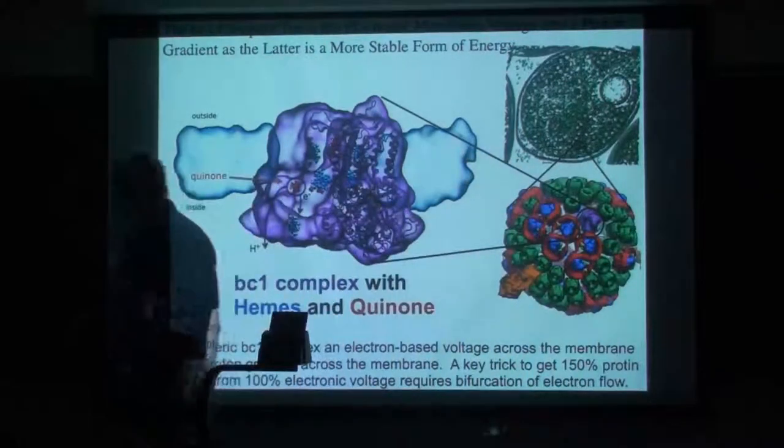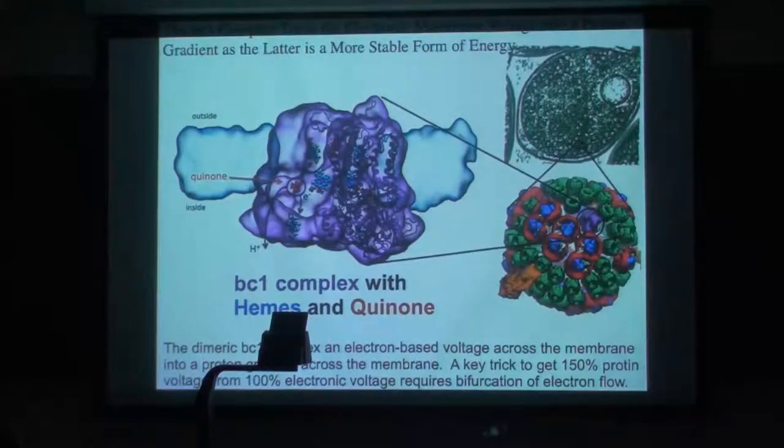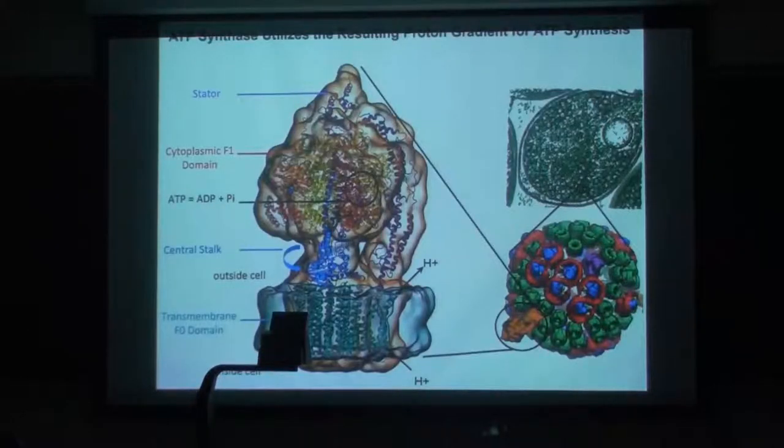Getting 150% out of the voltage of an electron gradient is really a wonderful invention that increases the energy of photosynthesis in one step by 50%. Okay, so this is what the BC1 complex does. Now comes the ATP synthase.